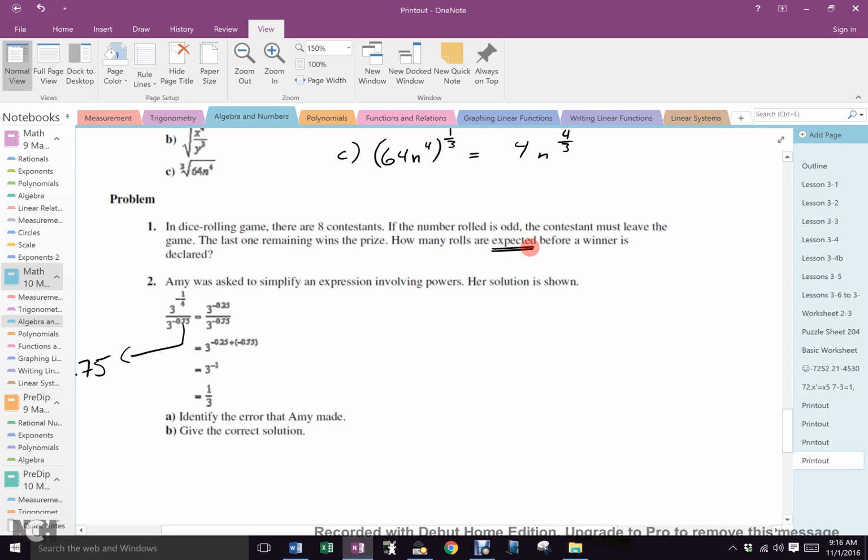Expected. There's no way to do this, right? It's entirely possible that all 8 contestants would roll an even number on the first round, isn't it? But how many do you expect to disappear? There's 8. And on the first roll, how many people disappear? 4, because half of them are going to roll odds. You with me? So 1 roll, half are gone.